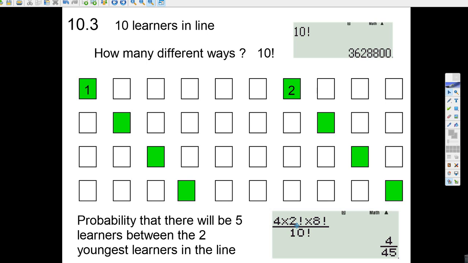So this is my best shot at it. 4 times 2 factorial times 8 factorial, all over 10 factorial. I put it in my calculator, and the probability that there are 5 learners between the 2 youngest learners, I think, is 4 out of 45. So I'm not sure that's right, but it sure sounds good to me.